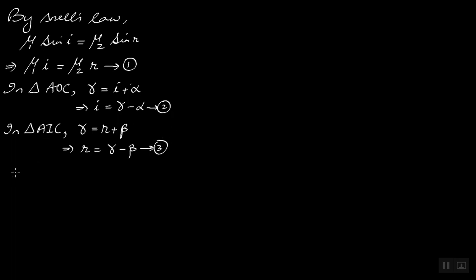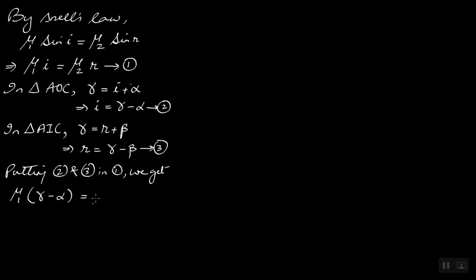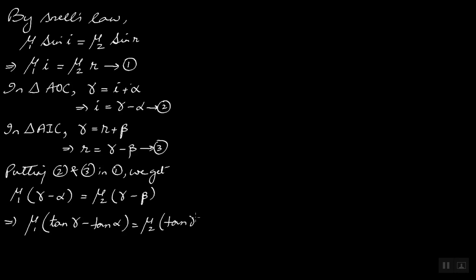Let us put 2 and 3 in 1. Putting 2 and 3 in equation 1, we get mu 1 instead of I, you write gamma minus alpha is equal to mu 2 instead of R, gamma minus beta. Now what we do is we replace these angles alpha, beta, gamma by their tangents. So you have mu1 times tan gamma minus tan alpha is equal to mu2 times tan gamma minus tan beta.